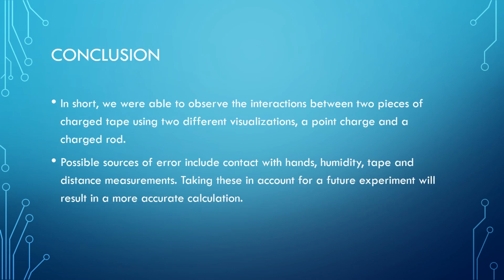So in short, we were able to observe the interactions between two pieces of charged tape using two different visualizations, a point charge and a charged rod. Same as the original lab, possible sources of error include contact with hands, humidity in the environment, tape and distance measurements, maybe human error. Taking these into account for a future experiment will result in a more accurate calculation.